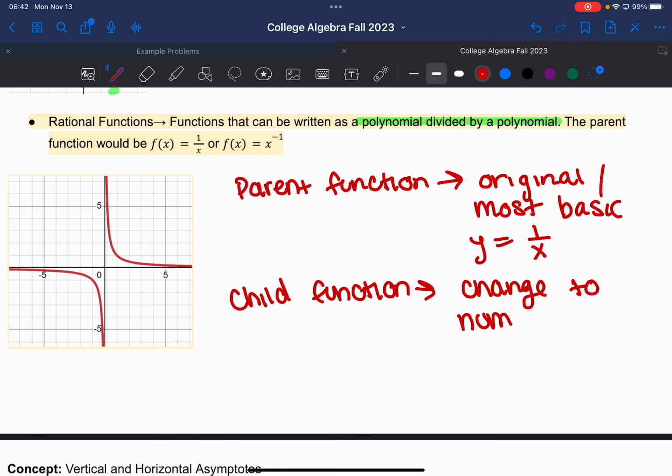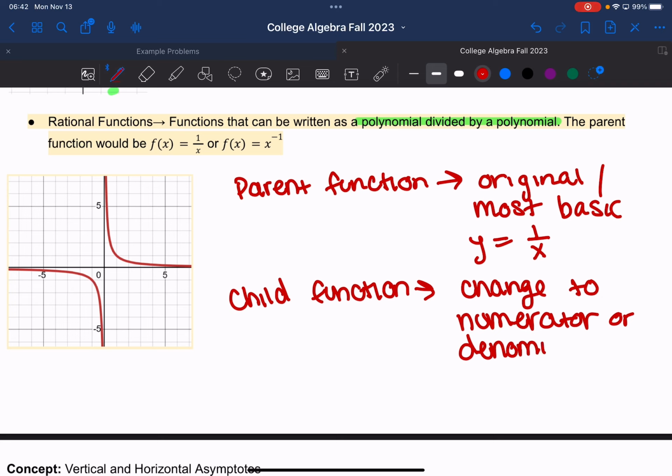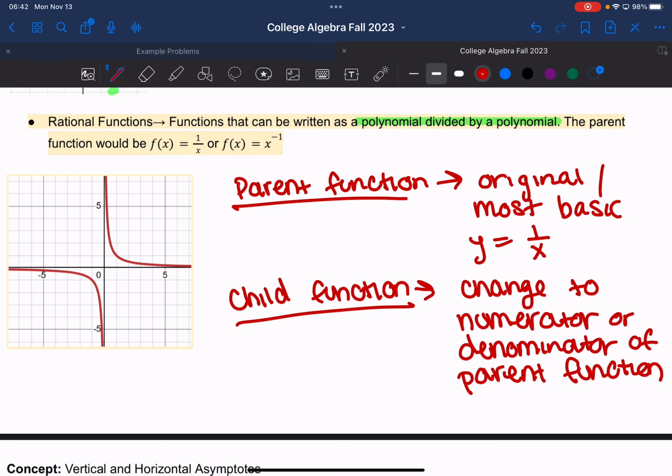Can you change the what? The numerator or the denominator of the parent function. That could look something like, instead of y is equal to 1 over x, y is equal to 3 over x. All I did was change the numerator to a 3. That is now a new function called a child function, which is part of the original parent function.